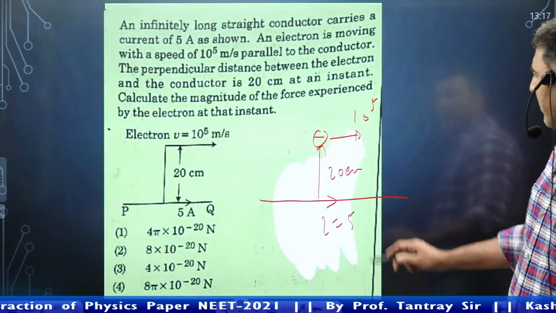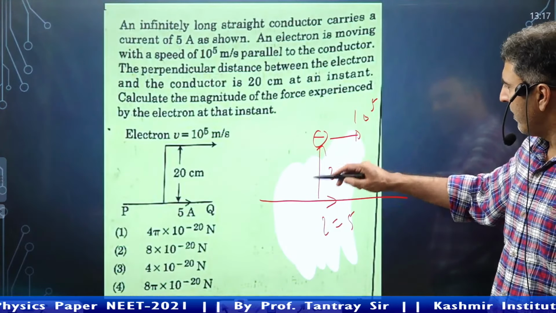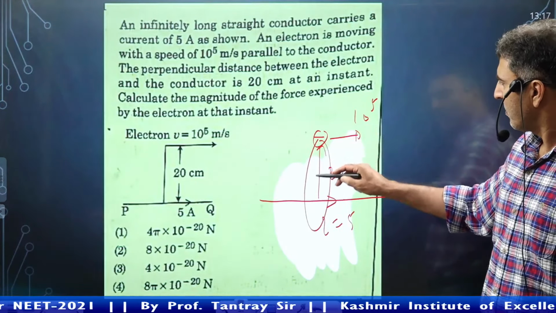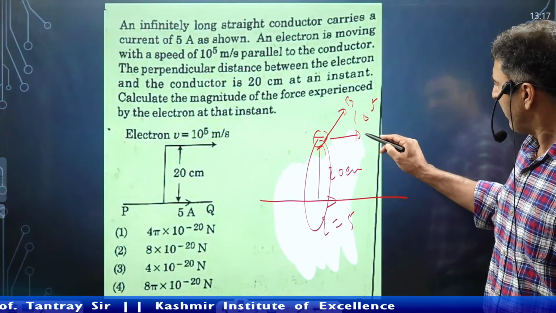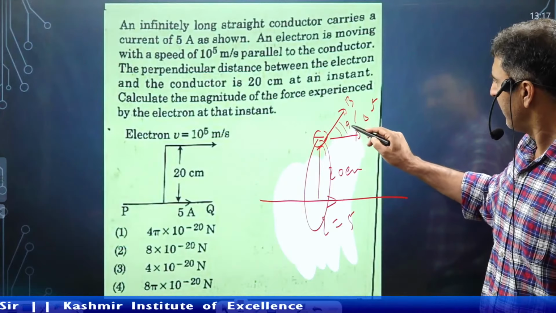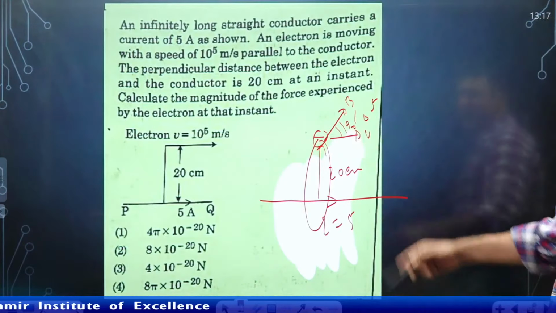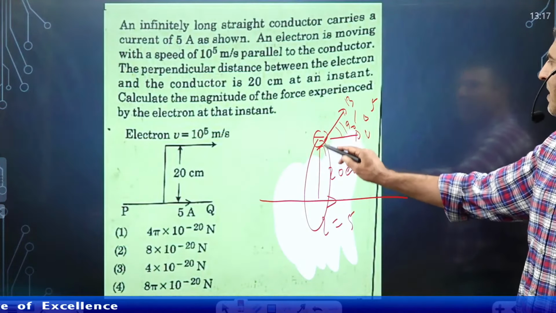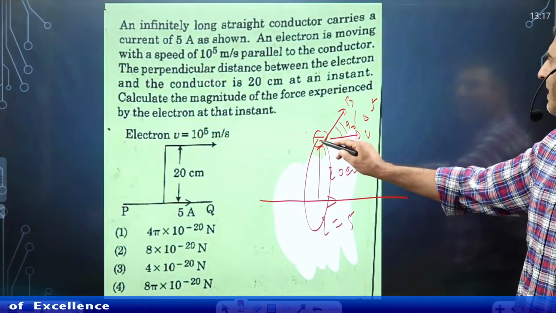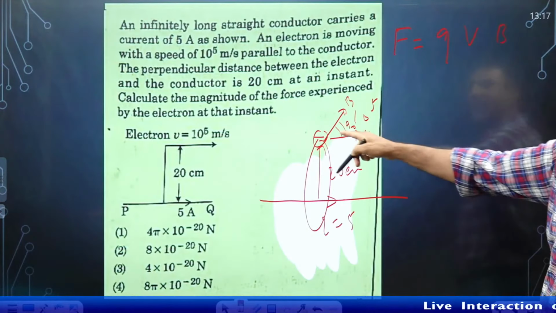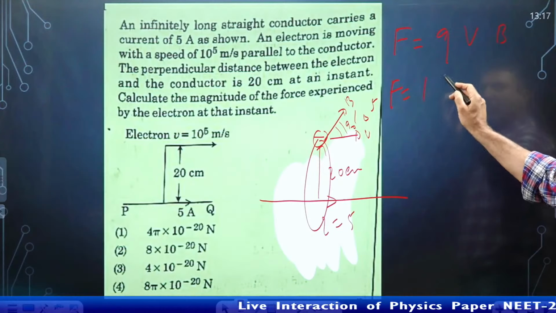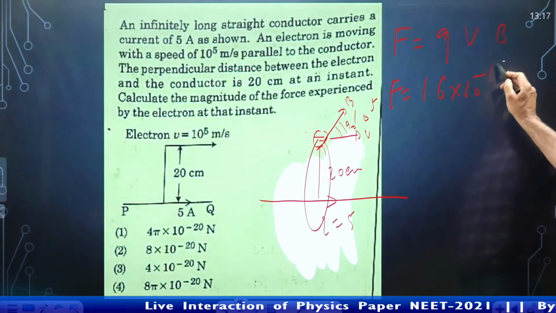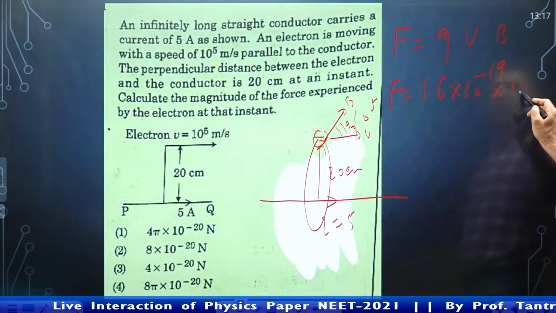Calculate the magnetic force. This conductor will create a magnetic field in circles around, so that magnetic field will be inwards. So the angle between the magnetic field and the velocity direction is 90 degrees, because it is an inward magnetic field. So there must be a force. What is the force equation on the electron? F is equal to Q V cross B, that is QVB because the angle is 90. So F is equal to Q, the electronic charge, 1.6 into 10 raised to power minus 19. Velocity is 10 raised to power 5.